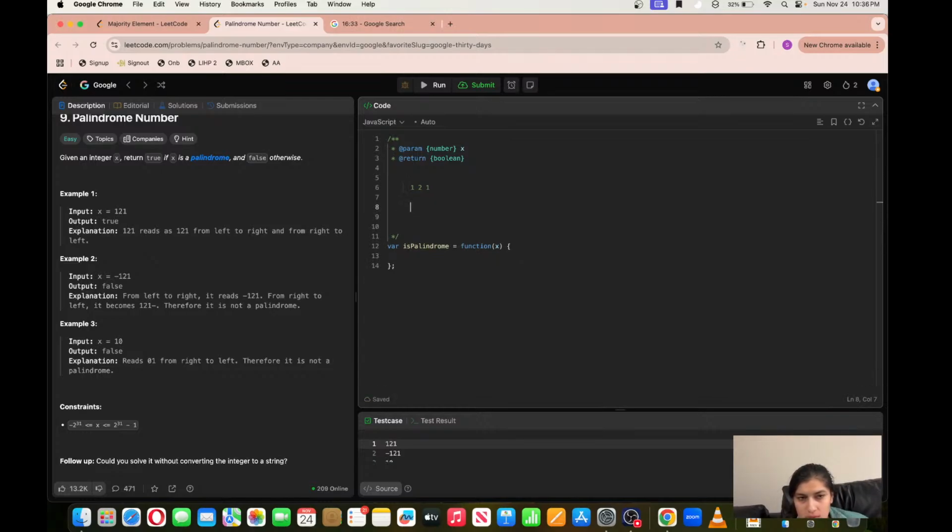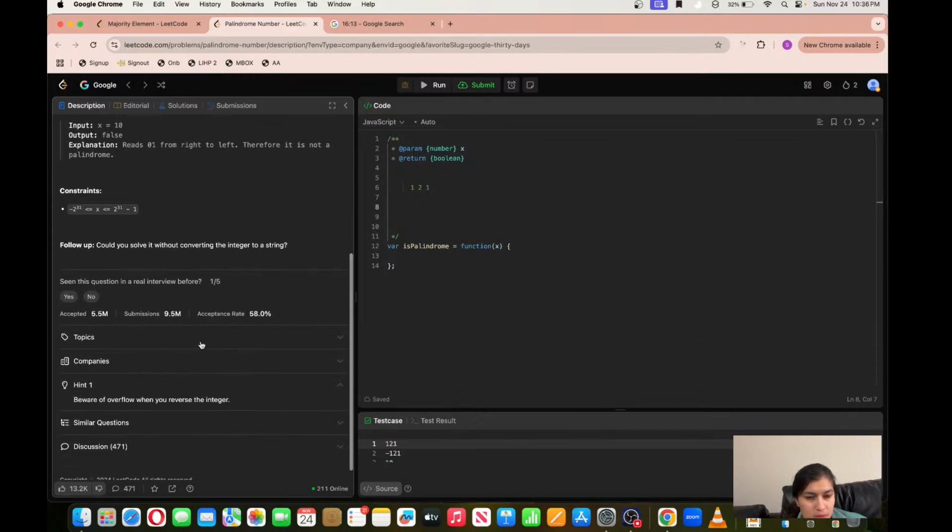I just feel like this is too hard in the beginning only. This question was asked by Google. And is it a bit manipulation question, or how can I do it? Is it a bit manipulation or something like that? Hint, please. Be aware of overflow when you reverse the integer.